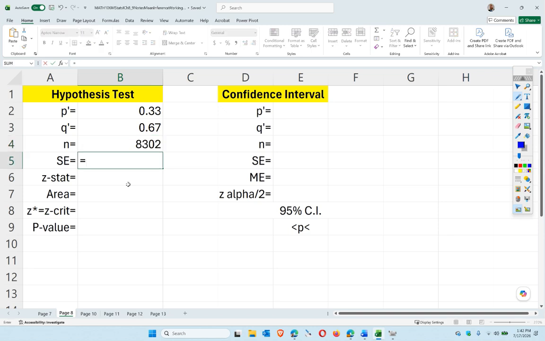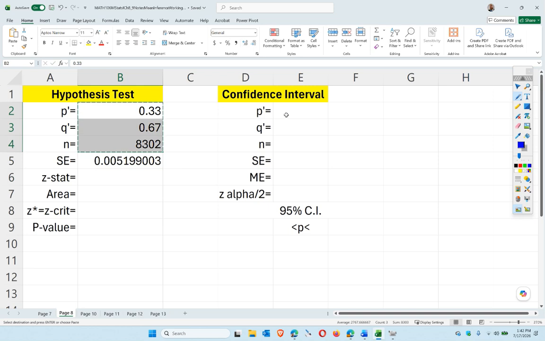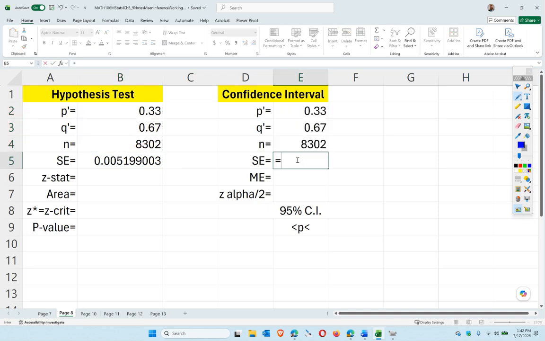So the standard error is the square root of 34 times 66 divided by this value here. Because remember, when you do the hypothesis test, this is for the population for the standard error, correct? Versus here, these are the same values for the confidence interval, except this is the square root of p hat times q hat divided by this. So it's not the same standard error for the confidence interval as it is for the hypothesis test.